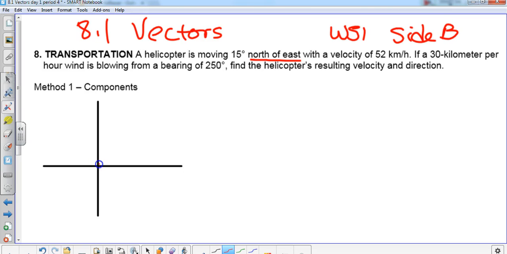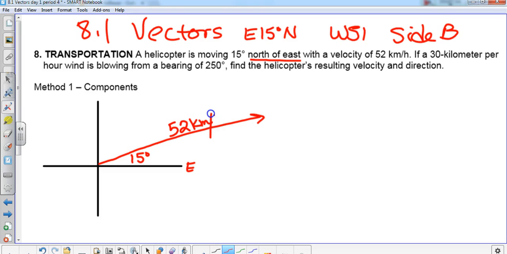So the 15 degrees is in here. Off of east, 15 degrees towards the north. If we wrote it in this notation, it would look like this. Off of east, 15 degrees toward the north, okay? Could they make this any more confusing? I know. They write things like 3 different ways and expect you to understand all of them. All right. It has a velocity of 52 kilometers per hour.